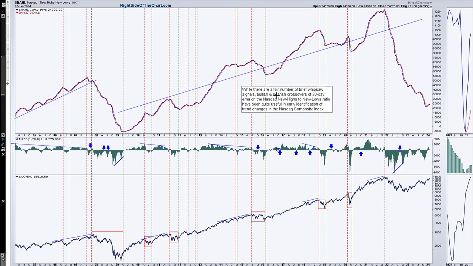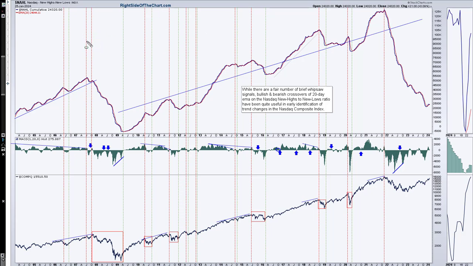I don't know if you can make it out here. I've used this one for years. While there are a fair number of brief whipsaw signals, the bullish and bearish crossovers of the 20-day EMA on the NAHL, the new highs to new lows ratio, have been quite useful in early identification of trend changes in the NASDAQ composite. So it is a trend indicator, and as I said, it comes pretty early in major trend changes.